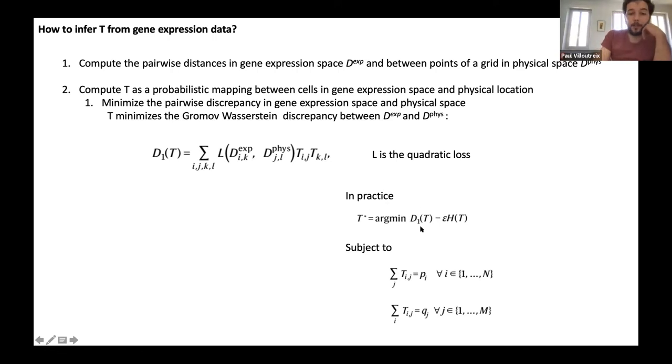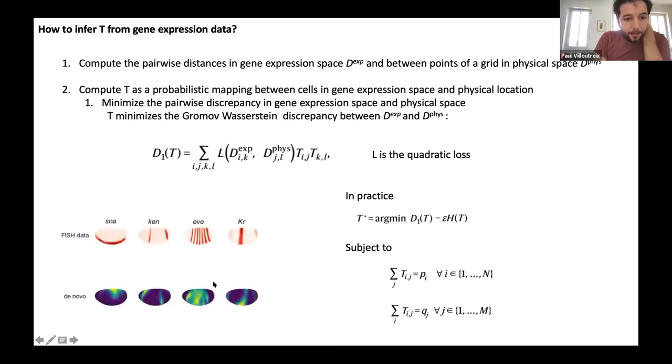In practice, to solve that, you have to regularize it with an entropy term here. And you also have to force some constraints. The constraint is that if you do the sum over all the physical positions, you get the probability of obtaining cell I, and if you do the sum over all the cells that are sent into position J, you will have the probability of position J.